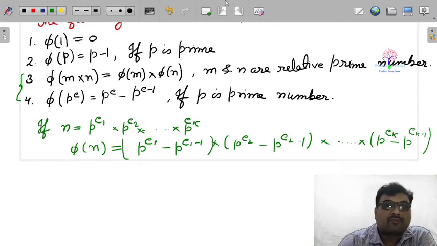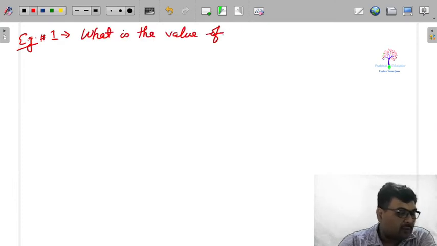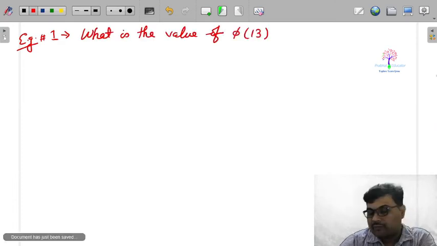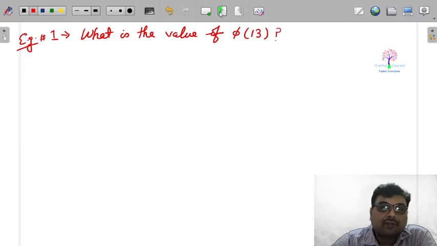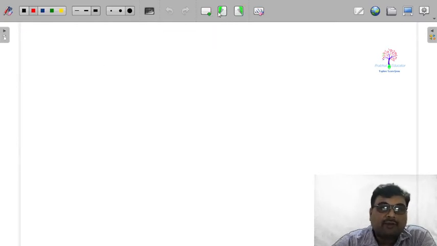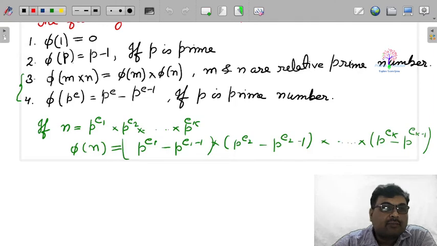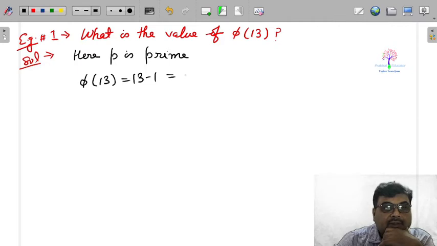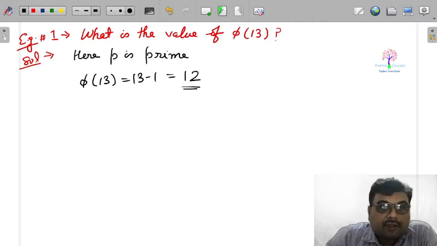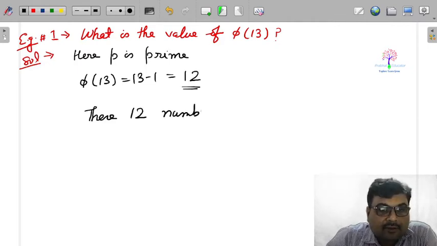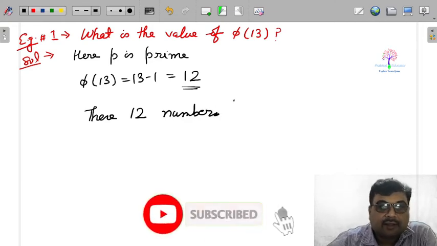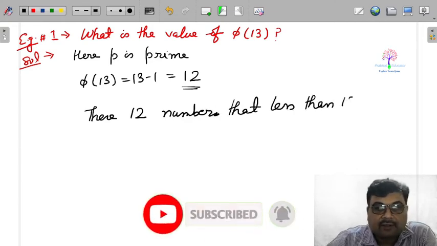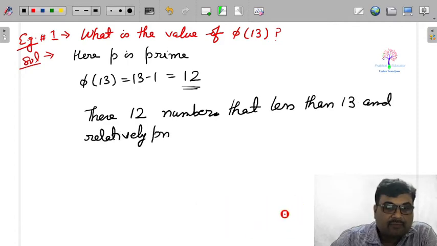Now move on to some examples. Example 1 is like this. What is the value of phi 13? As per the rule, you can see that 13 is a prime number. So if 13 is a prime number, then phi p is p minus 1. According to the rule, it is 13 minus 1, which is 12. So how is it 12? It means there are 12 integers that are less than 13 and relatively prime to 13.